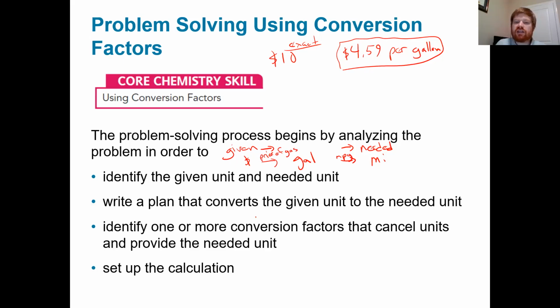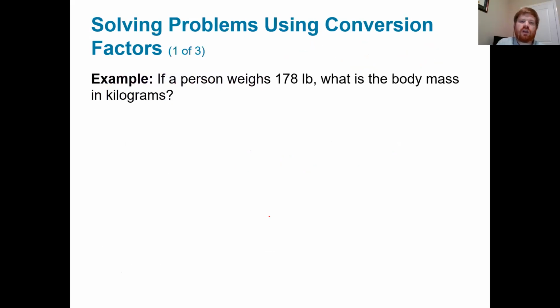So this is an idea of like a solution map or a plan that's going to get us from our starting unit to our needed unit. Then identify one or more conversion factors that are going to cancel out the units and get you to that needed unit. That's what we've done here with the price of gas and miles per gallon. And then finally, set up the calculation and then execute the calculation. Okay, let's give an example first, and hopefully this will start to make a little bit of sense here.